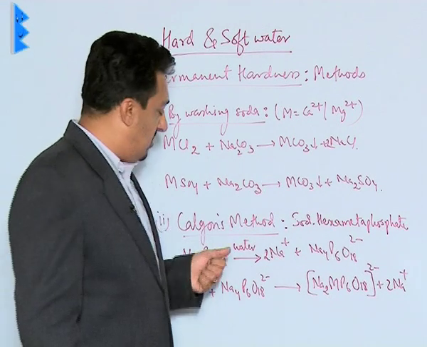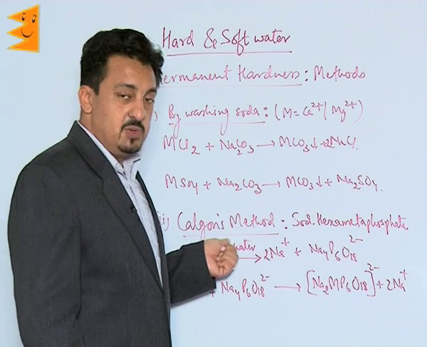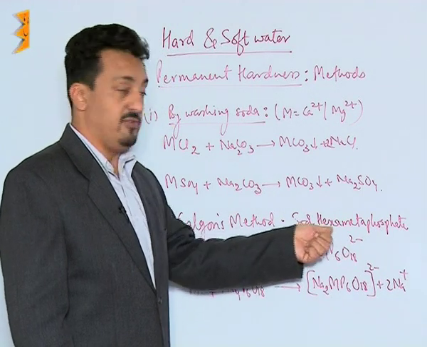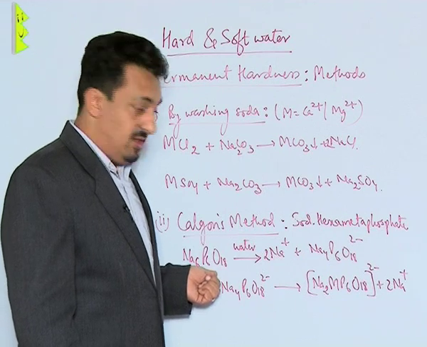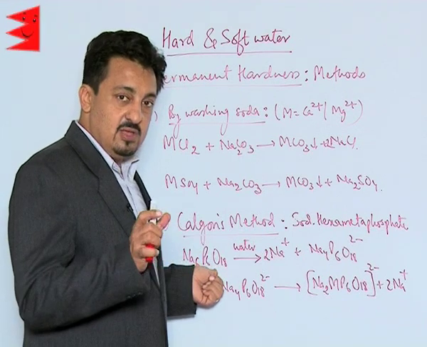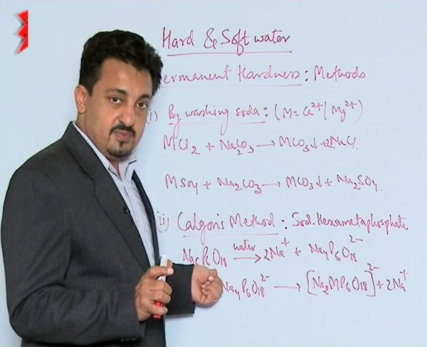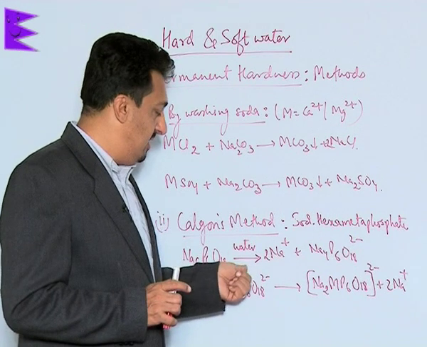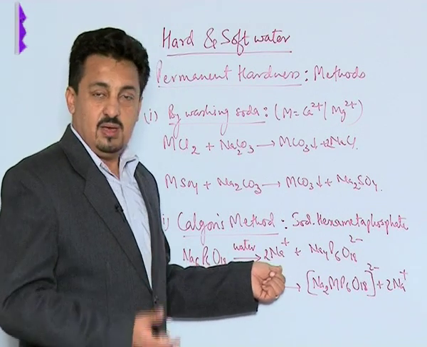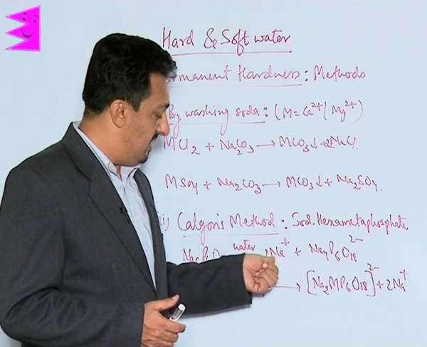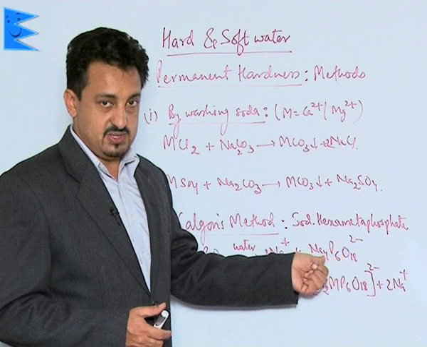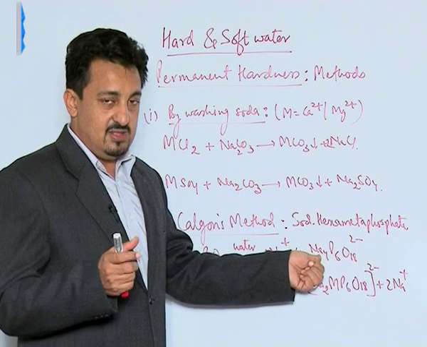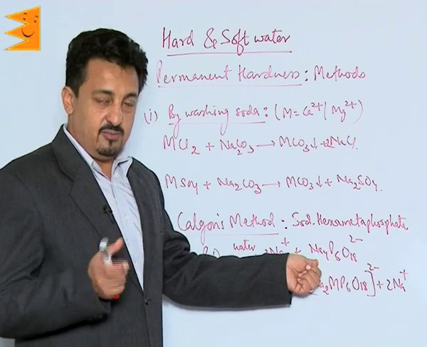The second method is called Calgon's method. In this we use sodium hexametaphosphate. The formula is Na6P6O18. Now this compound, in common language, is called Calgon. When this is added to water, it loses two sodium ions, 2 Na plus, and it becomes Na4P6O18 2 minus.